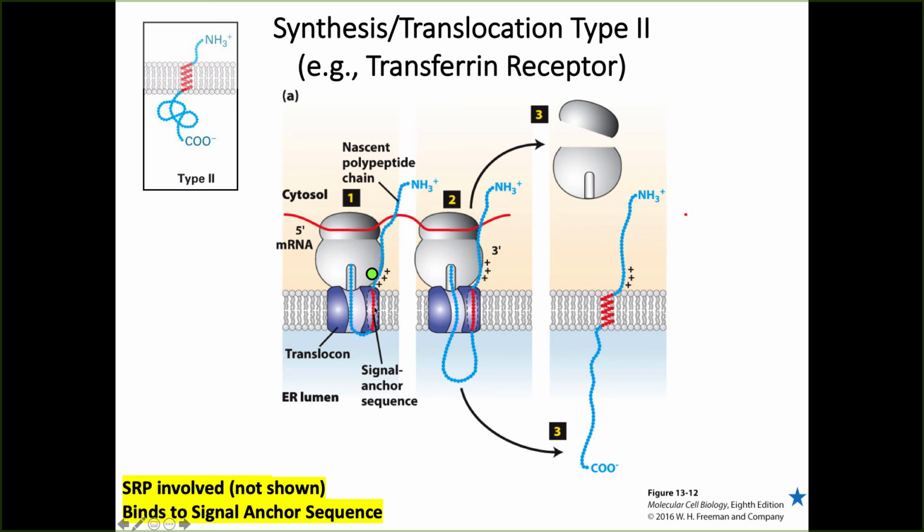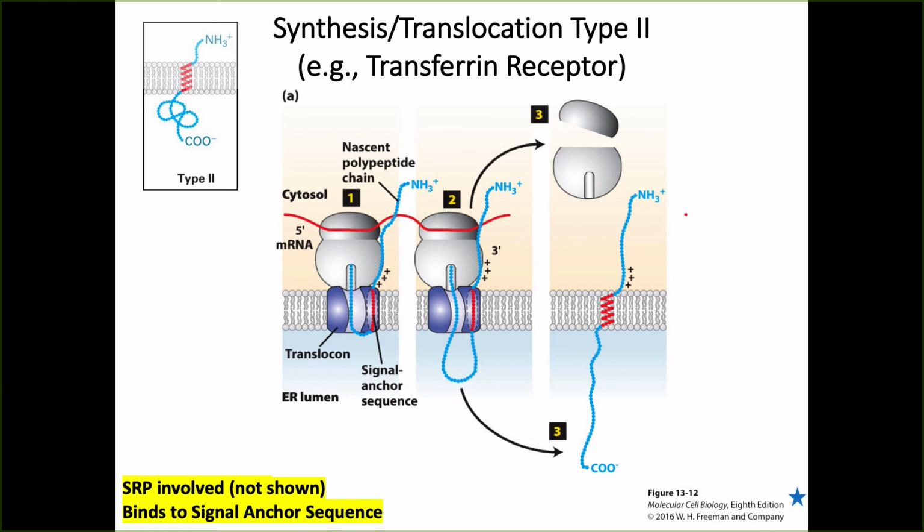Again, I'm repeating this just so that you get that clearly. That signal anchor sequence will bind to the SRP. SRP will bring this to the endoplasmic reticulum, to the translocon. It will embed itself in the translocon. And this portion will diffuse out into the membrane, and the rest of the protein will be synthesized. That will go through the lumen, and the C-terminal ends up in the lumen of the endoplasmic reticulum.